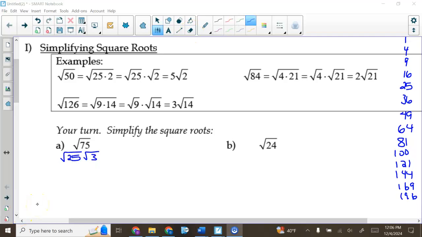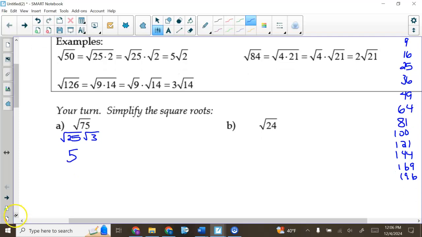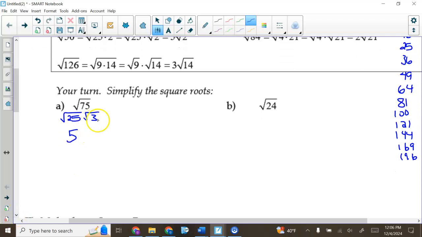So then when we simplify that, we say, what is the square root of 25? It's just 5. So now that we simplified it, we don't need to write the radical around the 25. We can just write 5. And then what is the square root of 3? It's a decimal, so we're not going to write it as a decimal. We're just going to leave it square root of 3. So that's 5 times the square root of 3.